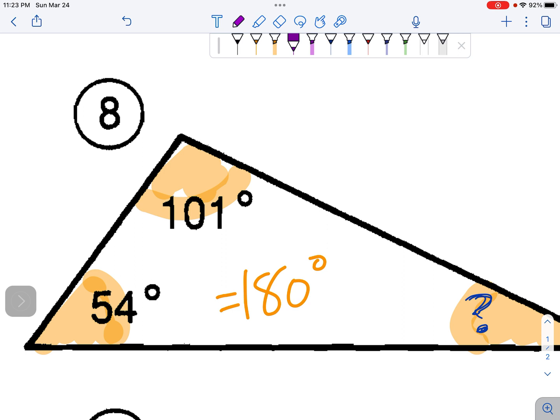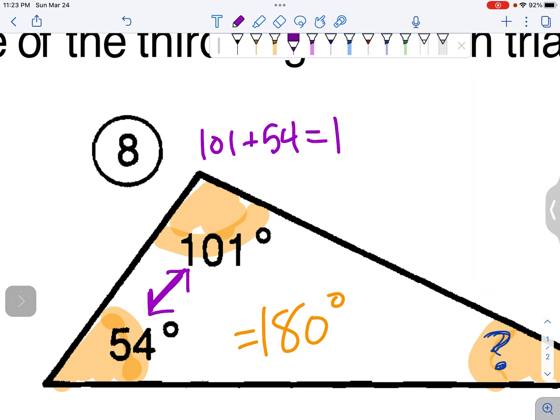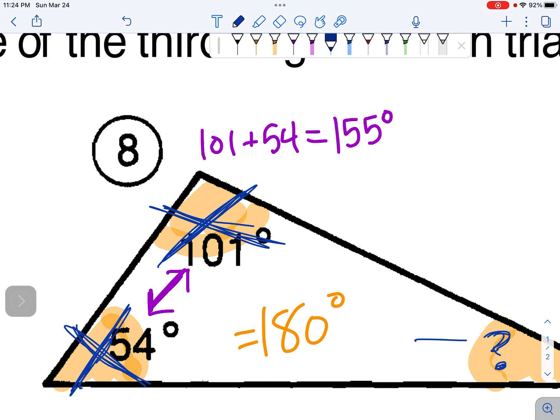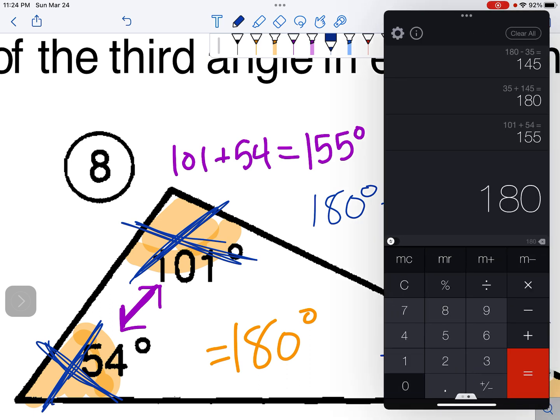So I can add the 2 that we know. 101 plus 54 equals, that should be 155. Now if I take those 2 corners away, cross them out, do you see how we're still left with the question mark? So if I take away 155 from the total, 180 degrees minus 155 degrees, this should be the question mark. So here we go. 180 minus 155 equals 25 degrees.